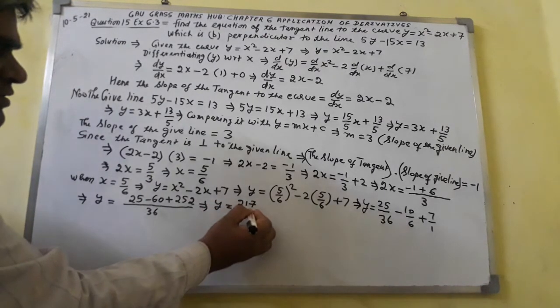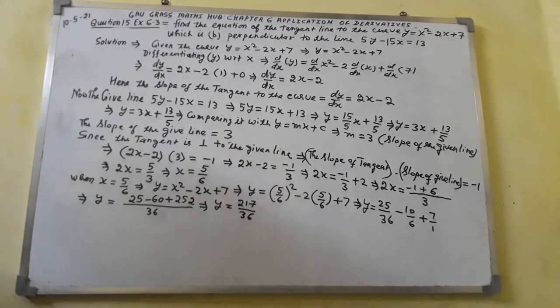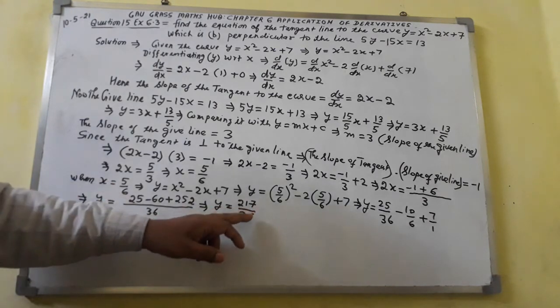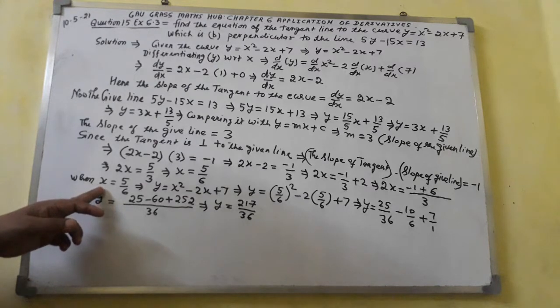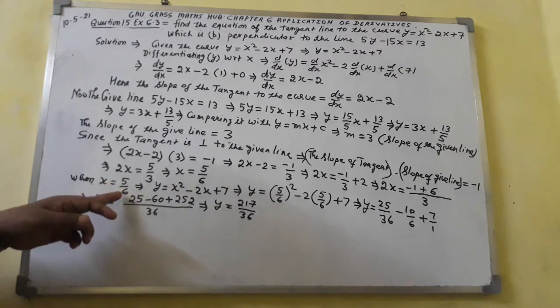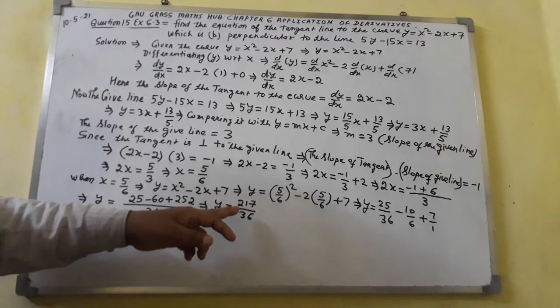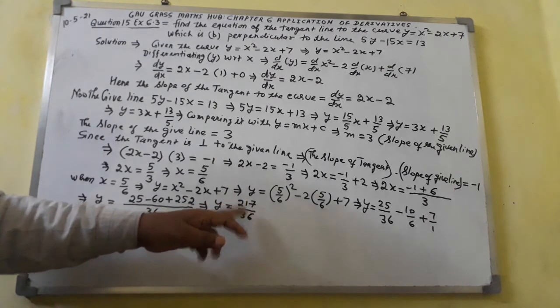This is 36. So x is equal to 5 over 6. Y is equal to 217 over 36. This value we have got. Now I shall find the equation of tangent at the point 5 over 6 and y equal to 217 over 36.